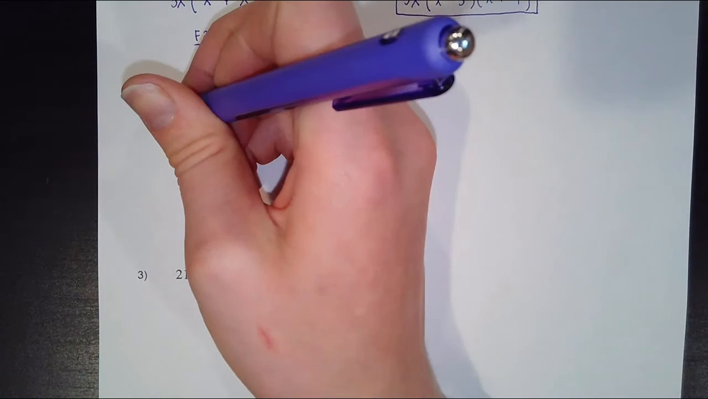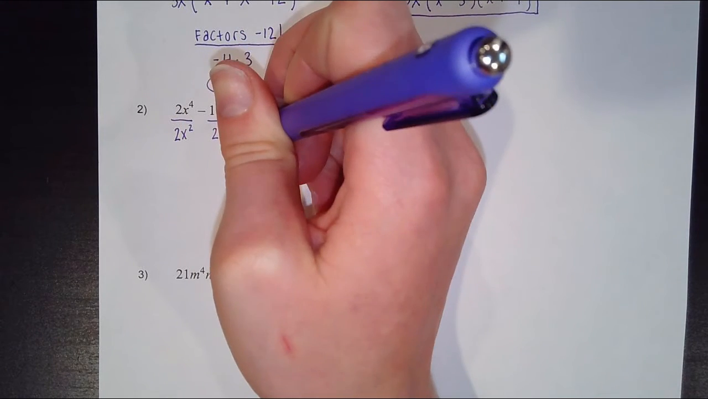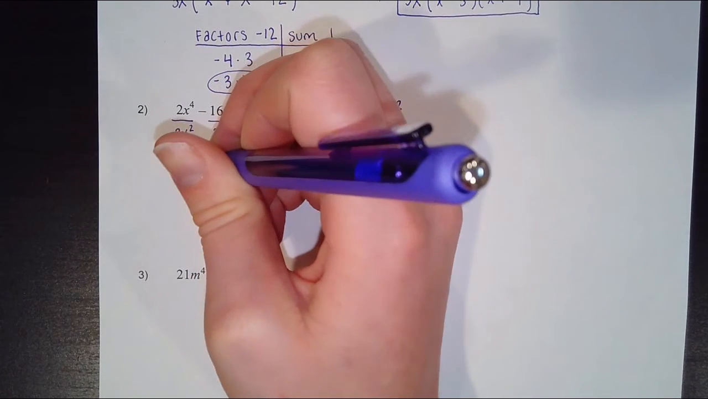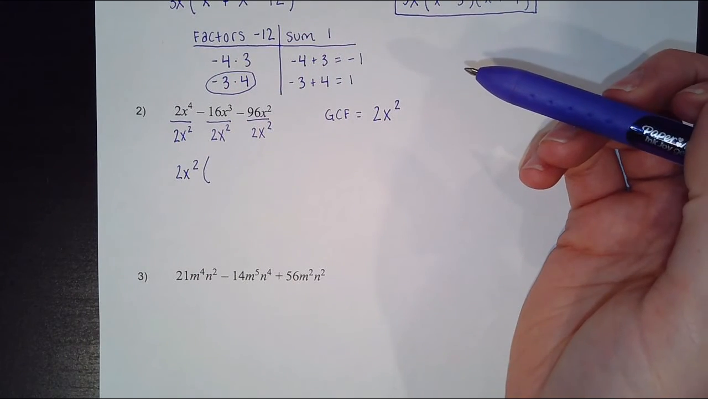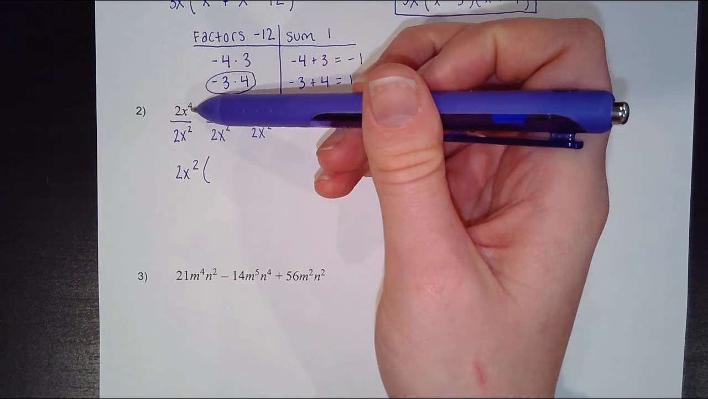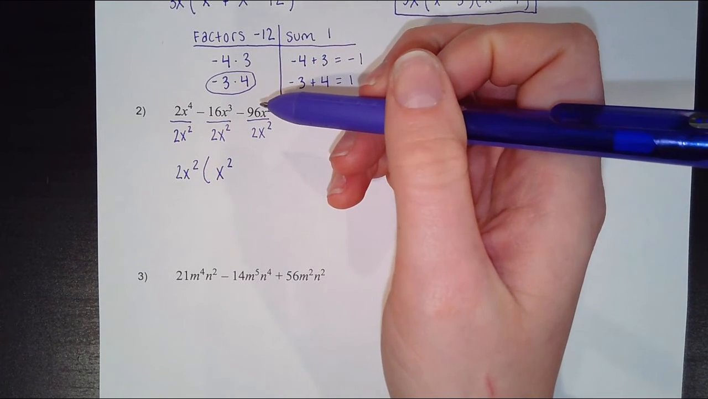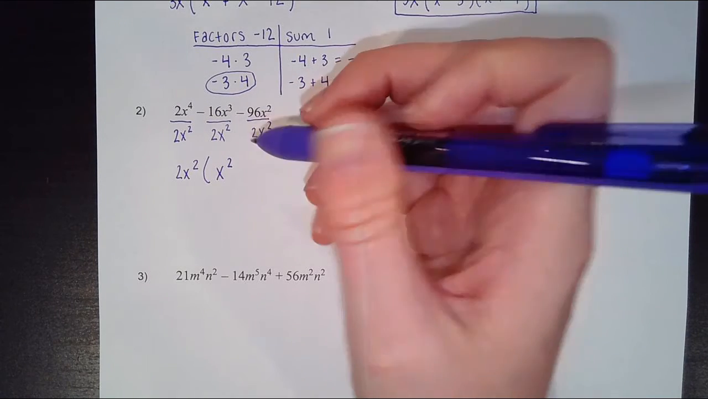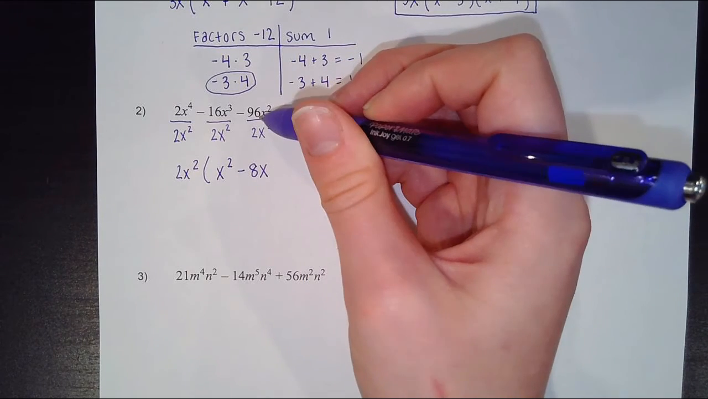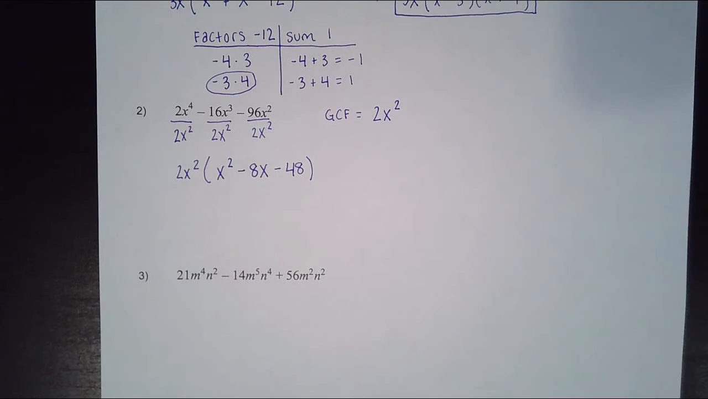We can go ahead and divide each term by 2x squared. I will keep that greatest common factor outside of my parentheses, and then the result of my division inside. 2 divided by 2 is 1. Those go away. If we subtract our exponents, 4 minus 2 is 2, so we'll be left with x squared. 16 divided by 2 is 8, and 3 minus 2 will just be 1x. 96 divided by 2 is 48, and our x squareds cancel, so we are done.